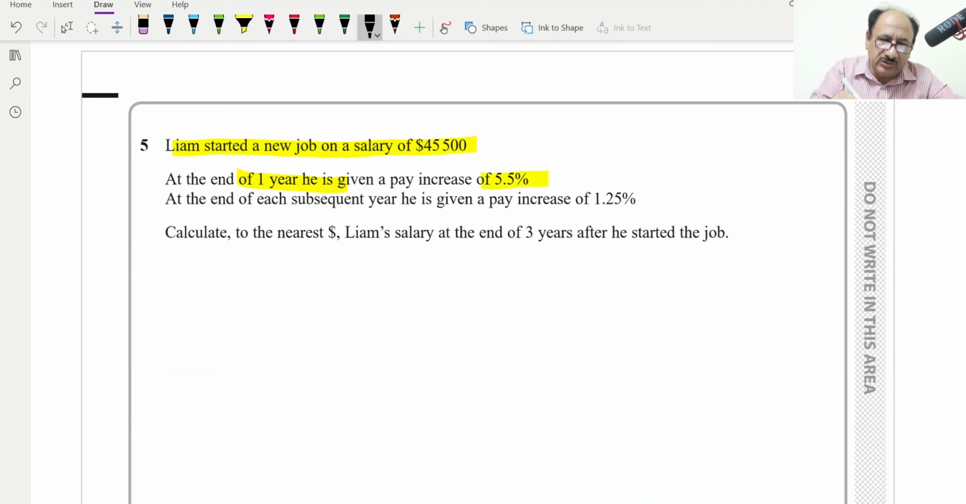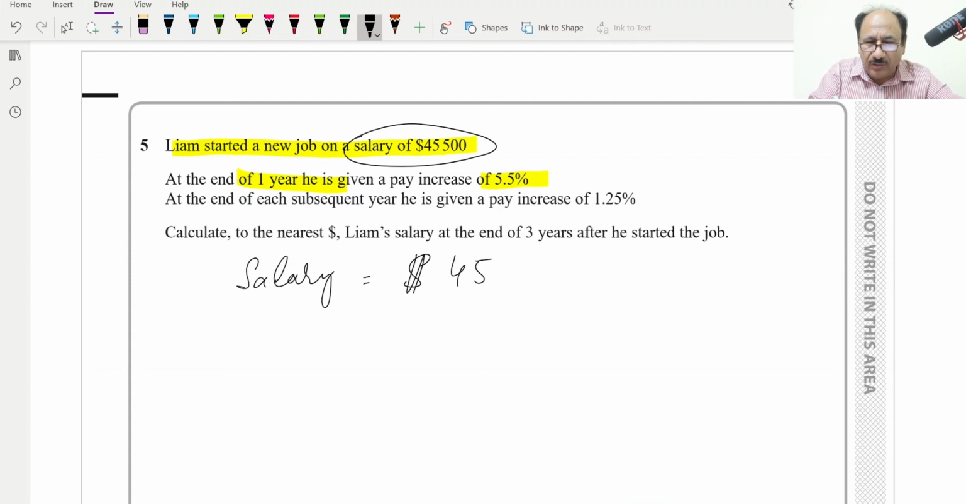So how much was the salary? So far I'm just copying the information provided. Salary is this much, so I will write salary is equal to 45,500 dollars. So this is the salary, and at the end of 1 year, what will be the situation?